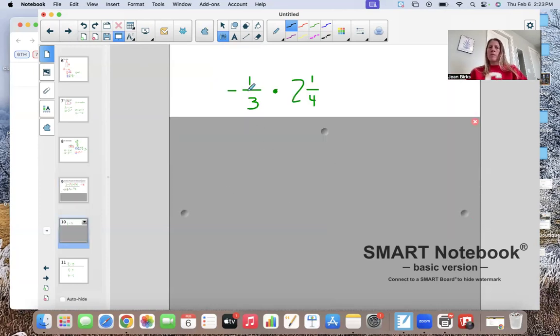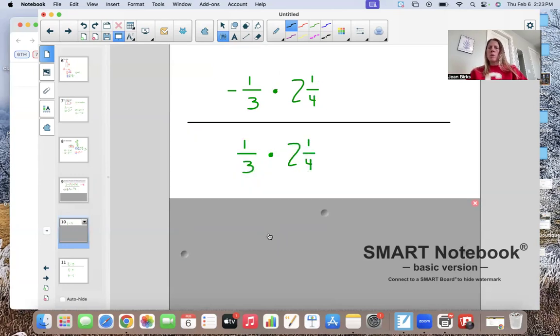Example number 2, fractions. So what if I had negative 1/3 times 2/4? Here I have one negative sign, which means my answer when I'm done would be negative. So what if we moved the negative sign to the second number? Would I still get the same answer? And would it still be negative? Yeah, it would be. What if I had 2 negative signs? Would I still get the same answer? Yes. Would it still be negative? No, because now you have 2 negative signs and that would make my answer positive.